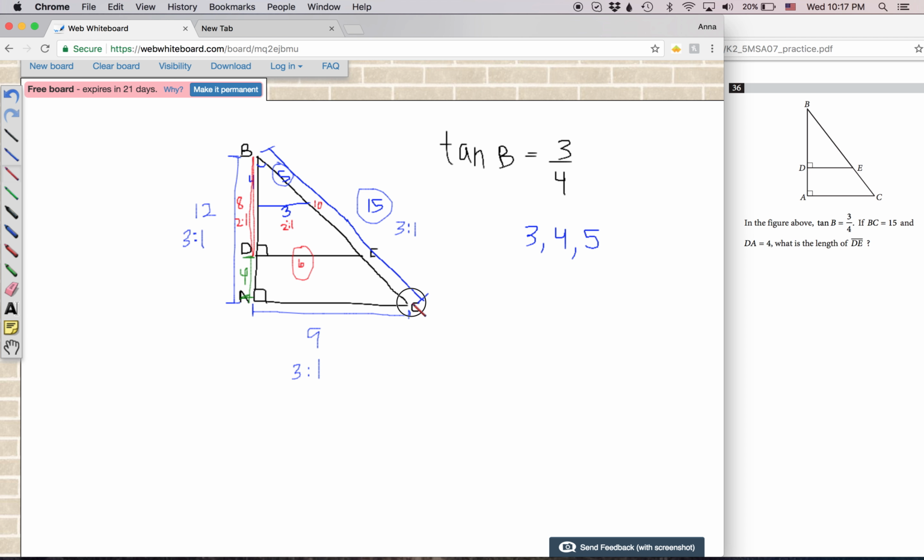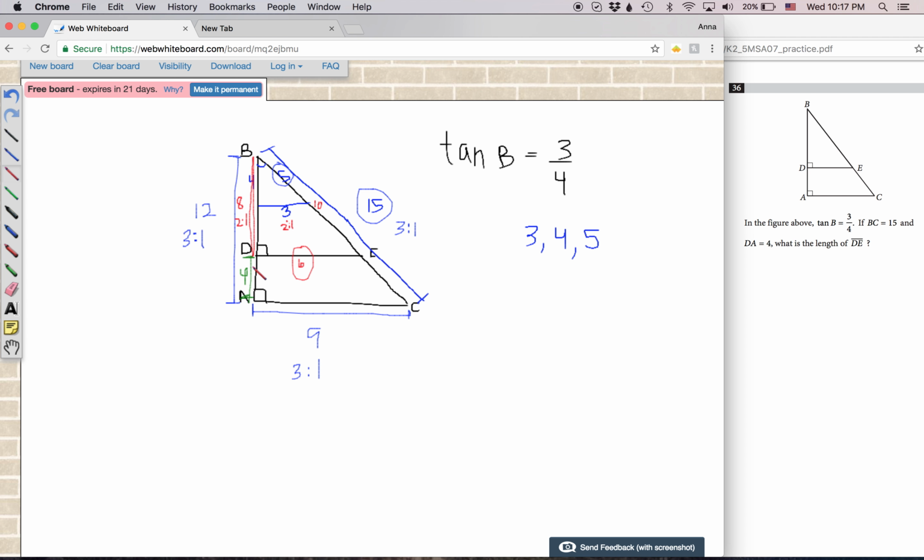The whole thing has a hypotenuse of 15. From there, we're like, oh, well then, if this side's 4, the whole thing must be 12 because we're multiplying by 3 to get from 5 to 15. 4 times 3 is 12. 3 times 3 is 9. So we've got our 15, 9, 12. We want this piece, though. We want this top triangle.